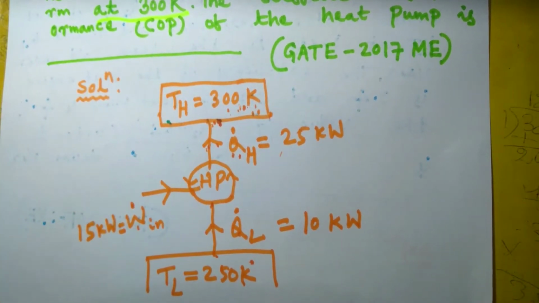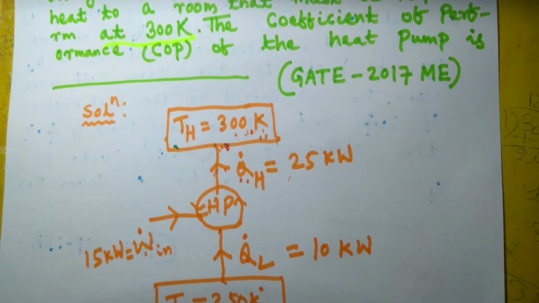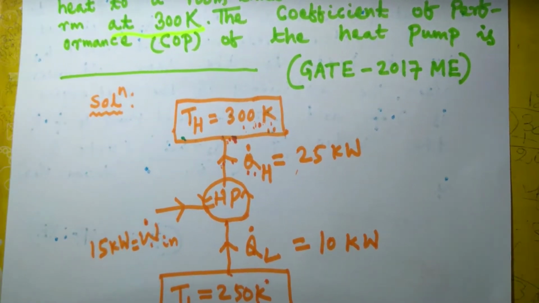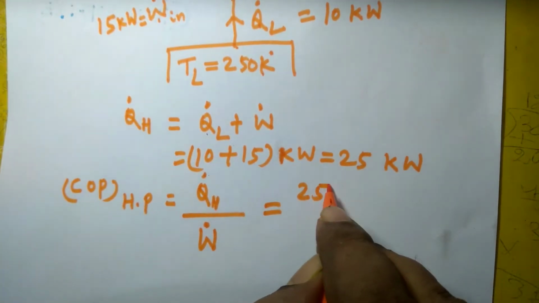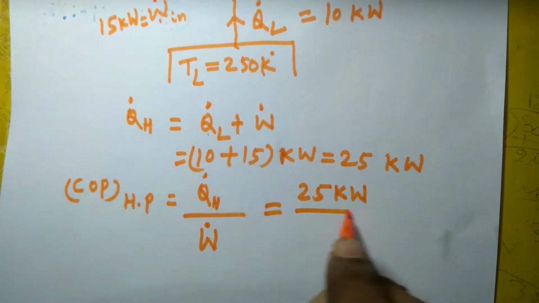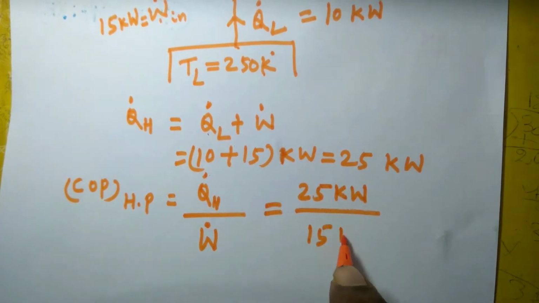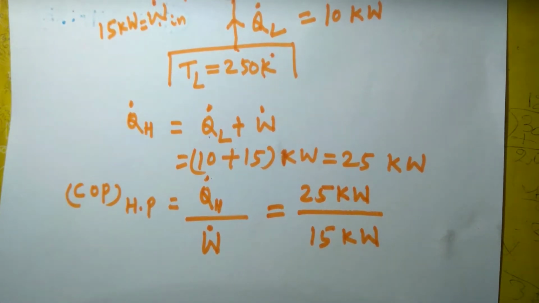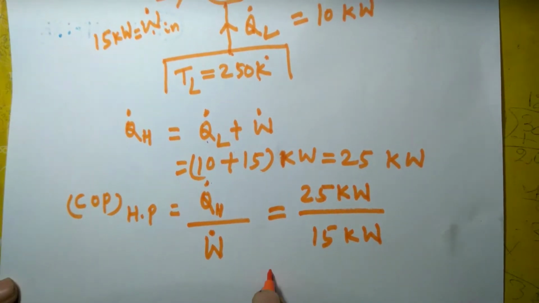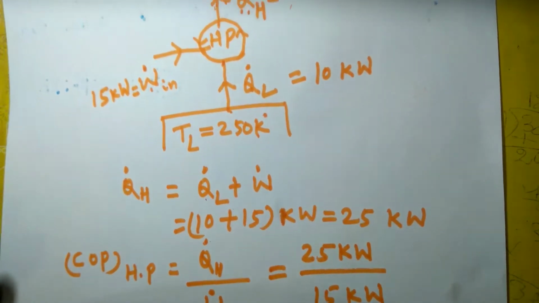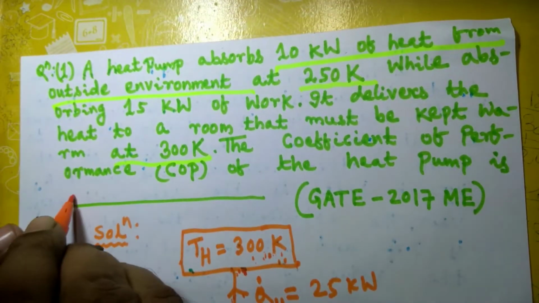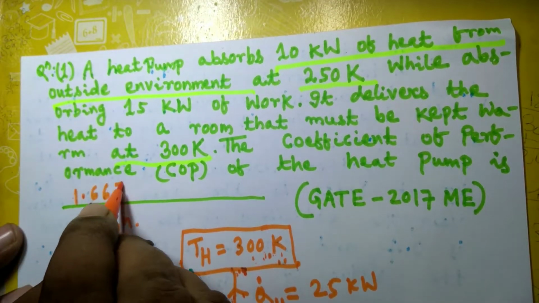So COP of heat pump is desired effect, which here will be Q dot H divided by W dot, and this is equal to 25 kilowatt divided by 15 kilowatt, and this is equal to 1.667. So the answer will be 1.667.